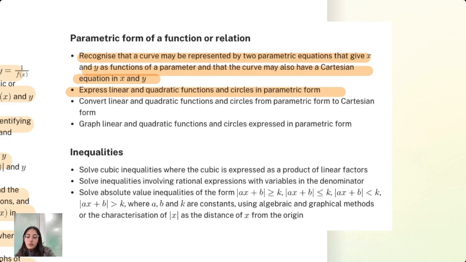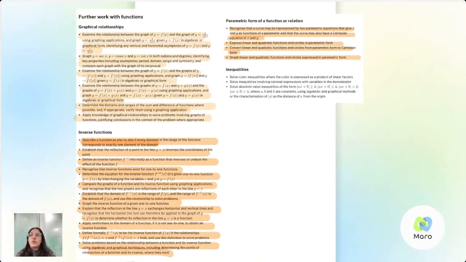I think we all know how to do that now. And then graph linear, quadratic, and circles expressed in parametric form. So how would we graph them? Obviously, you can't graph them when they're expressed in parametric form. So step number one would be convert to Cartesian form. And then from advanced math, we all know how to graph linears, circles, and quadratics. Okay? So that is all. That's all of parametrics. So next lesson, we're doing inequalities, and then we're completely done with functions.